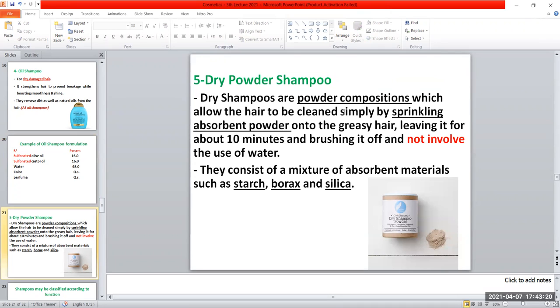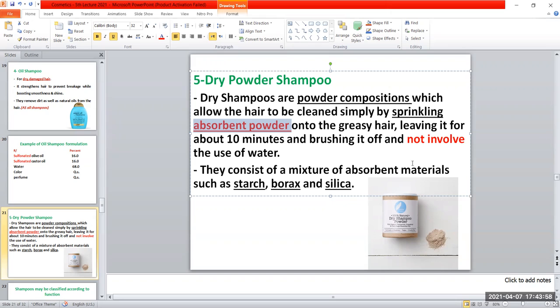Dry powder shampoos come in the form of powder. This is a very strange type of shampoo. You apply it by sprinkling the powder over your hair. The shampoo powder contains absorbent powder, which has the ability to absorb other substances from greasy hair. We put it on greasy hair and leave it for 10 minutes. Then with a brush, you brush it off. There is no use for water at all.